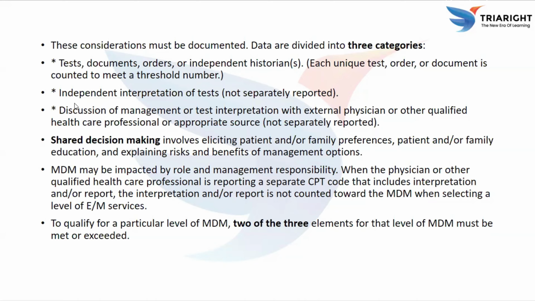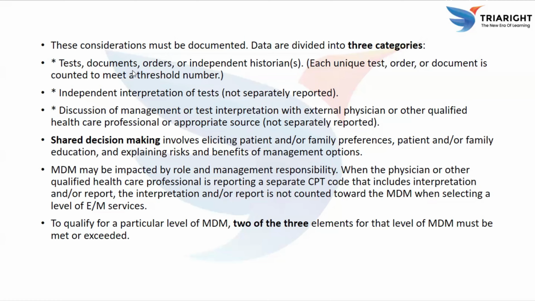So what is category 1? Tests, documents, orders, or independent historians. This includes lab tests ordered or reviewed, imaging studies ordered or reviewed, medical records reviewed, notes from other providers, and history obtained from a family member, caregiver, EMS, or nursing staff. An important rule here is that each unique test, order, or document counts separately. The independent historian is especially important when the patient is confused, pediatric patients, dementia patients, and when language barriers are present.